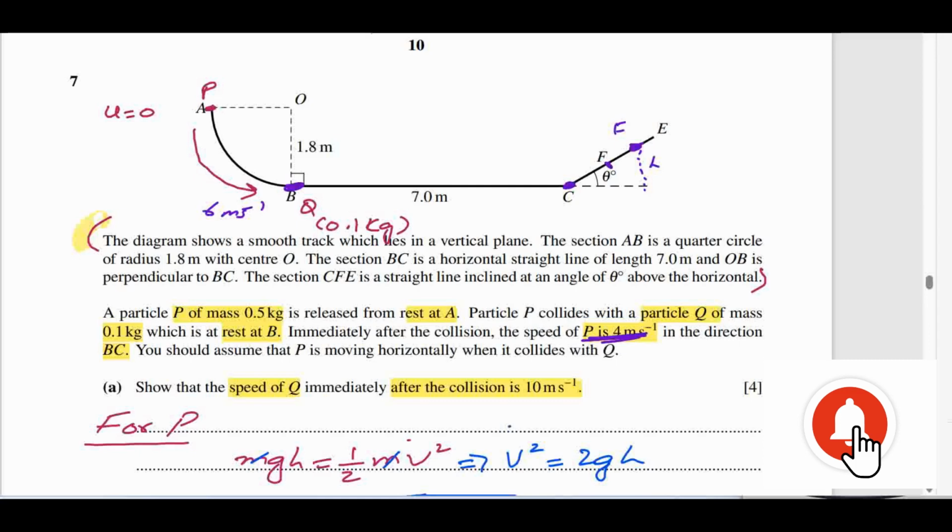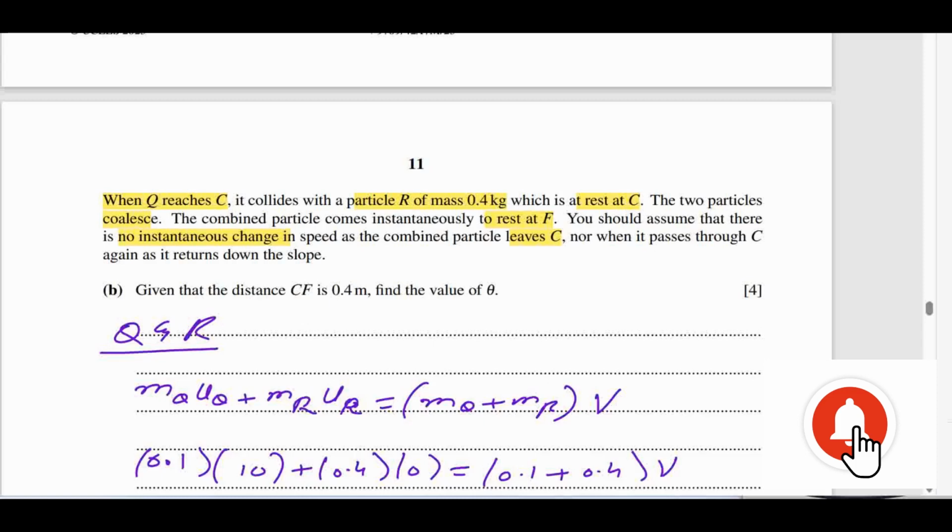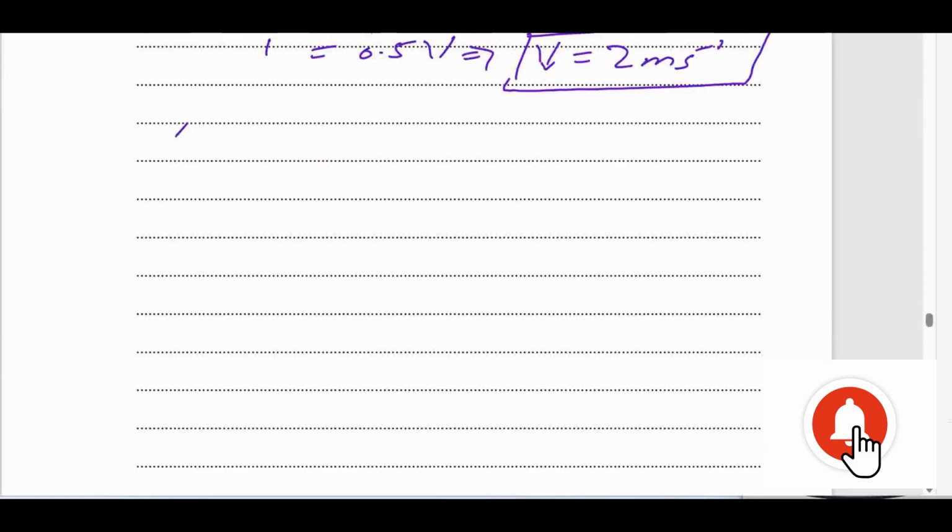mechanical energy of C is equals to mechanical energy of F, because no instantaneous change in velocity, स्पीड लिखा है, no instantaneous change in speed, so this statement means that mechanical energy at C is equals to mechanical energy at F. So इसको हम use करेंगे, so it means that potential energy at C plus kinetic energy at C will be equals to potential energy at F plus kinetic energy at F. So हमें ये पता है कि at C potential energy तो zero होगी because height है ही नहीं. Kinetic energy क्या होगी आपके पास?